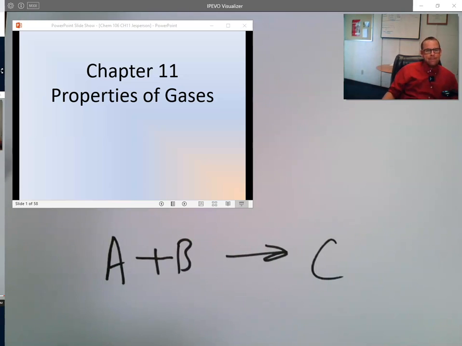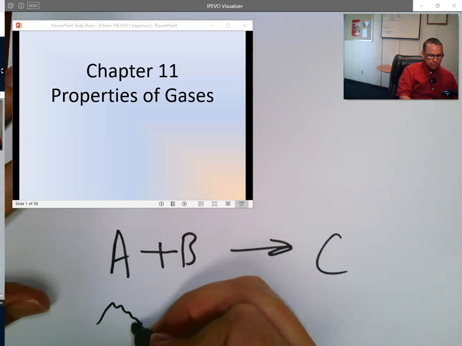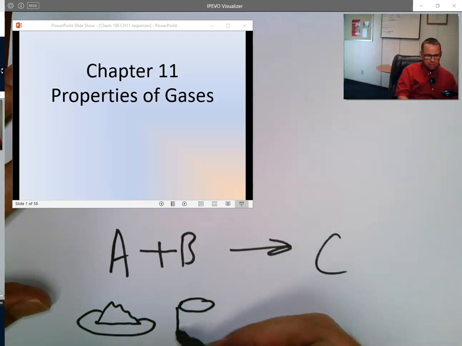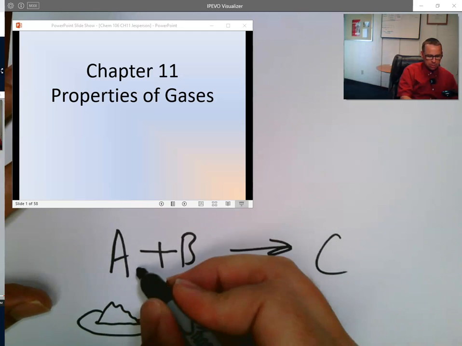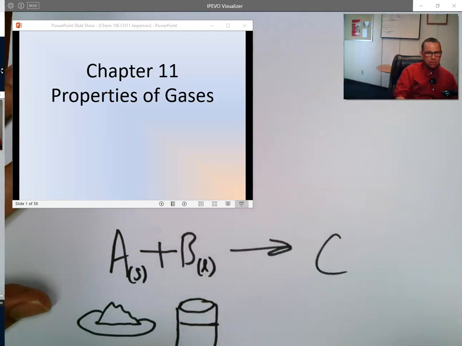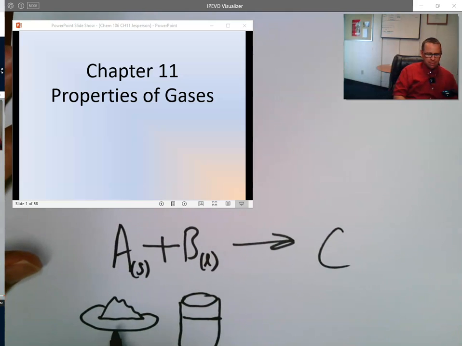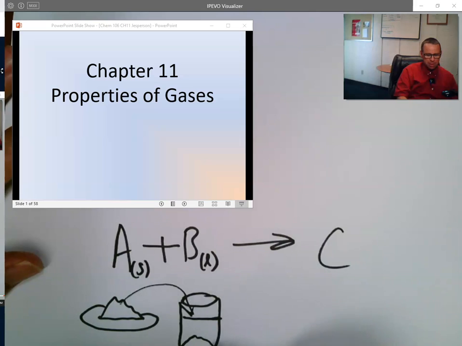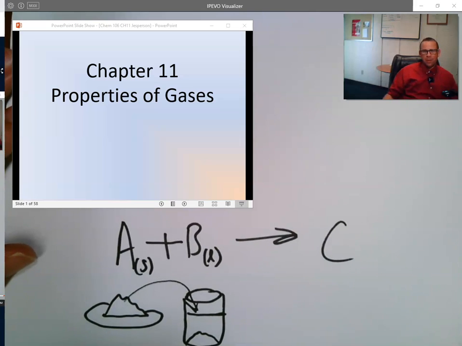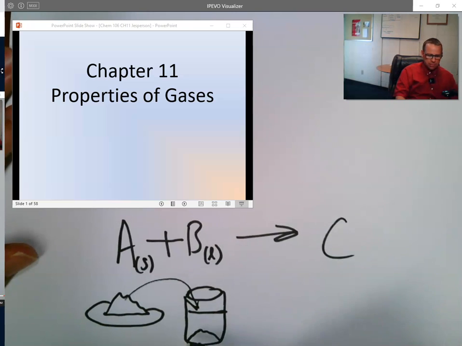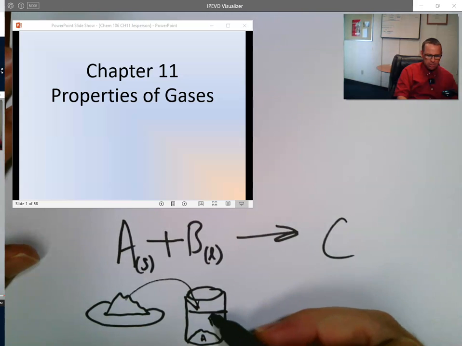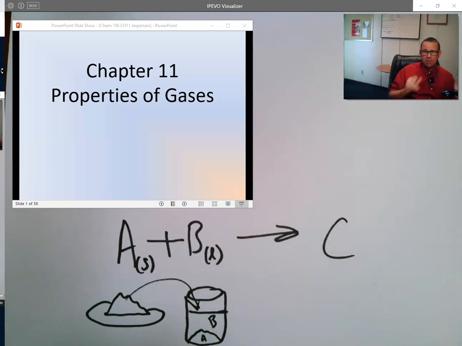If A is some pile of material and B is some liquid, so maybe this is a solid and this is a liquid, then if I pour the solid in here and it makes a big pile on the bottom, there's not going to be very much chemistry that can occur because the relative amount of atoms from A which are available to B is going to be limited.